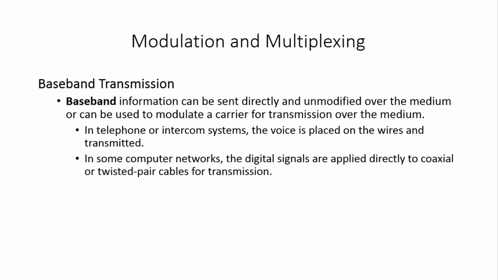Modulation and multiplexing. Baseband transmission. Baseband information can be sent directly and unmodified over the medium or can be used to modulate a carrier for transmission over the medium. In telephony or intercom systems, the voice is placed on a wire and transmitted. In some computer networks, the digital signals are applied directly to coaxial or twisted pair cables for transmission.